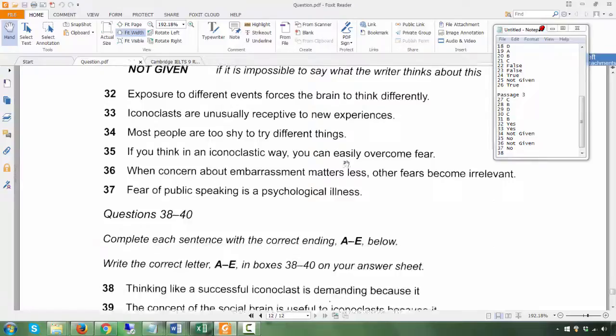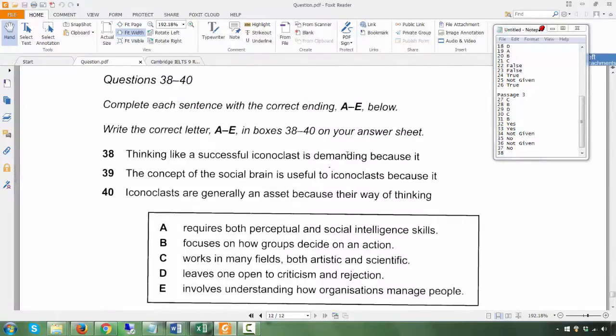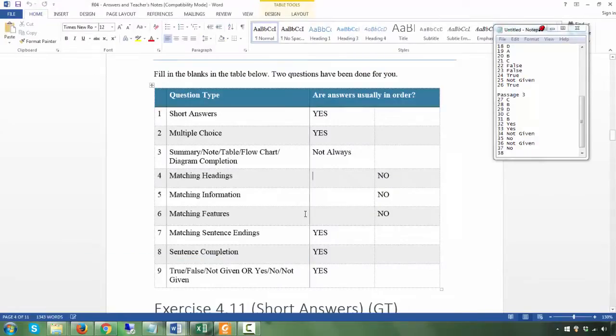Okay, 38. So we're going to 38 to 40. And this is a sentence completion. 38. Thinking like a successful iconoclast is demanding because... Now, what did I say about sentence completion? I would say this comes under not sentence completion, but matching sentence endings. Normally, it's in order.